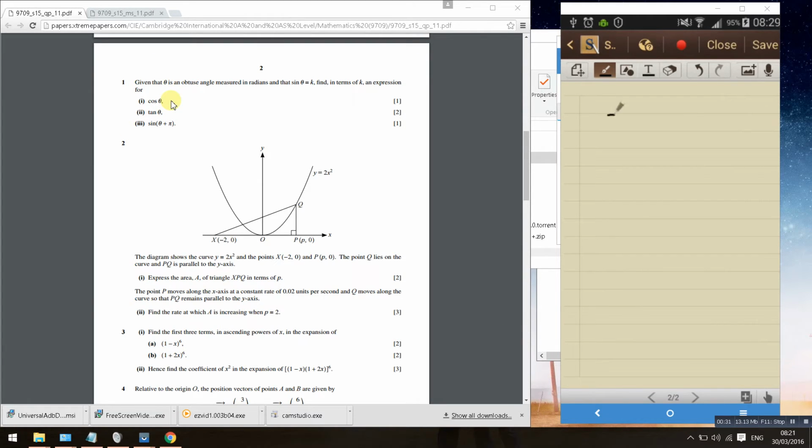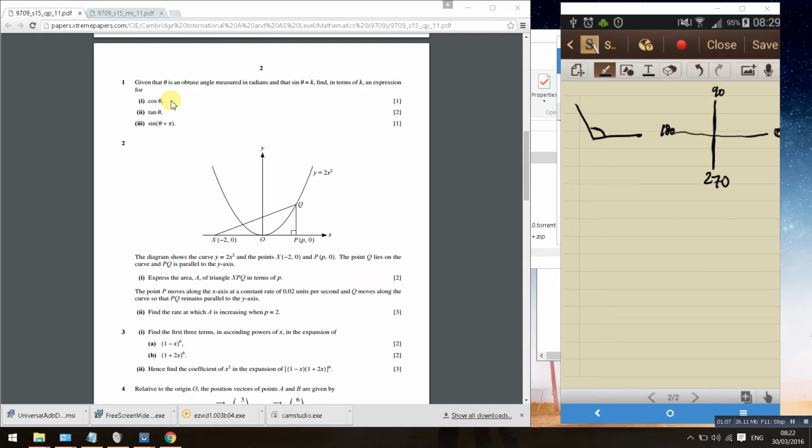That means that the angle will be between 90 degrees and 180 degrees, and it makes a difference to the signs. So let's first draw a quadrant so you can see for sine, cosine and tan the signs that they have to be. So between 0 degrees, 90 degrees, 180 degrees and 270 degrees and back to 360.